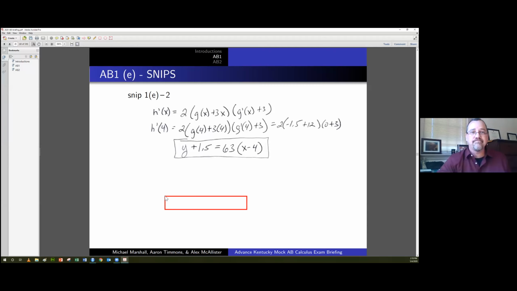All right, they did everything correctly, but then they ended with this equation of a tangent line that wasn't asked for. They do that all the time. We're saying as long as it's correct, we're going to read 63 as a slope and accept it. So we're going to give this a 2-1.